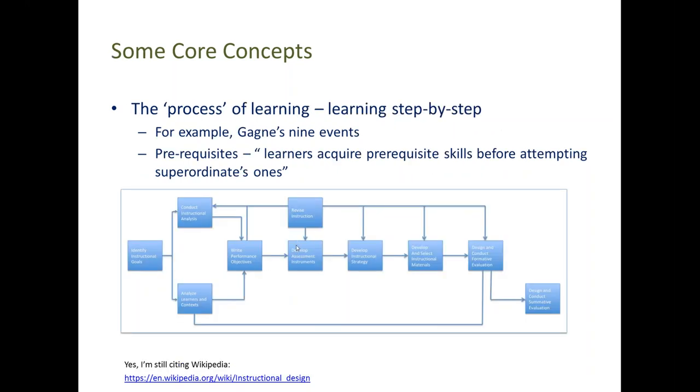There's a step-by-step process involved in learning. Gagne begins with gain attention, etc. You move through the different steps. And there's the idea of prerequisites, that you don't move on to the next thing until you're ready. You do the simple thing first and then you do the complex thing, or you do the thing that is conceptually first and then the thing that is conceptually second. And yes, I'm still citing Wikipedia.